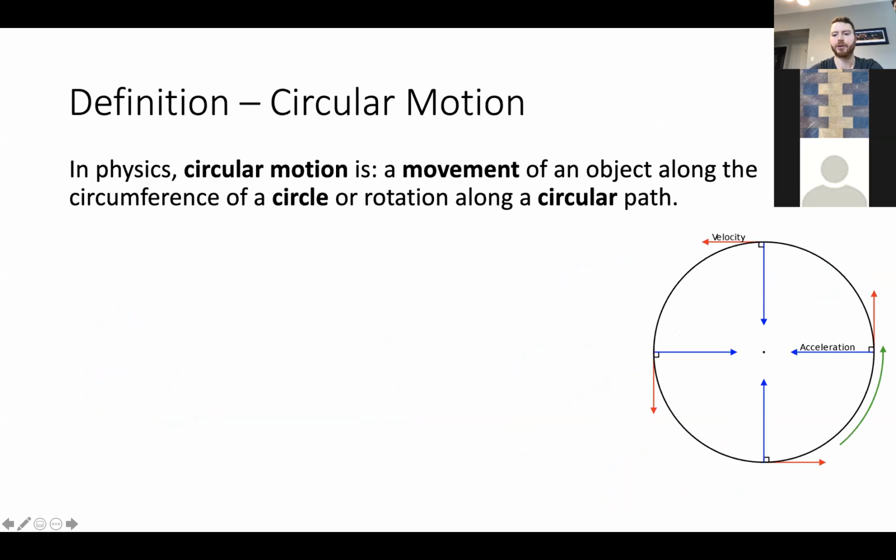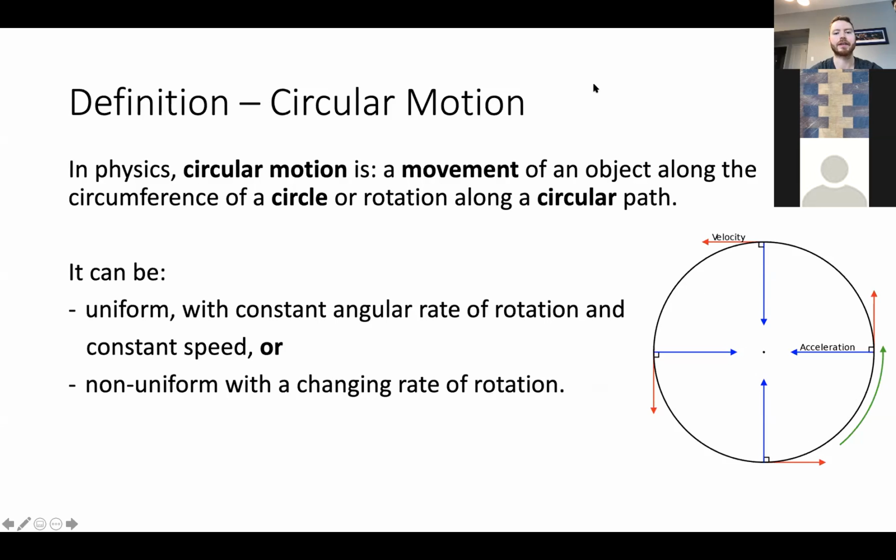The definition of circular motion is the movement of an object along the circumference of a circle, or rotation along a circular path. Tying into our math class, remember circumference is the complete distance around the outside of a circle. So as an object moves along the circumference of a circle, or rotates along a circular path, that is circular motion.